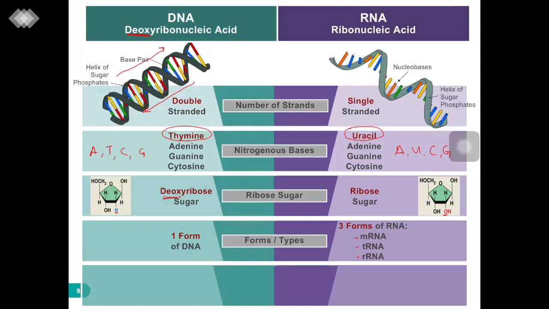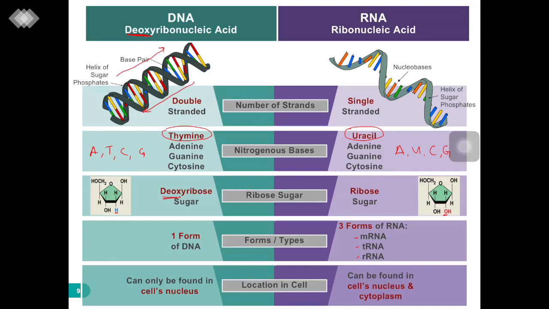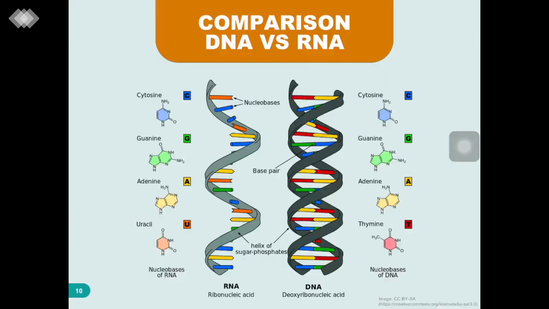The other difference is their locations. DNA can only be found in the cell's nucleus and cannot be transported out from the nucleus. However, RNA can be found in the nucleus or also in the cytoplasm. So this is the comparison in terms of structures. You can look through it.